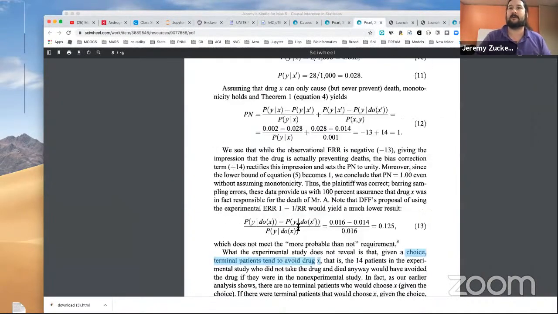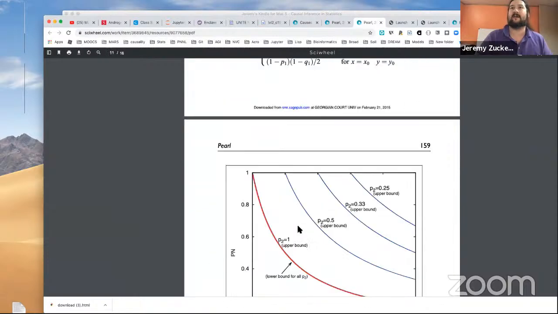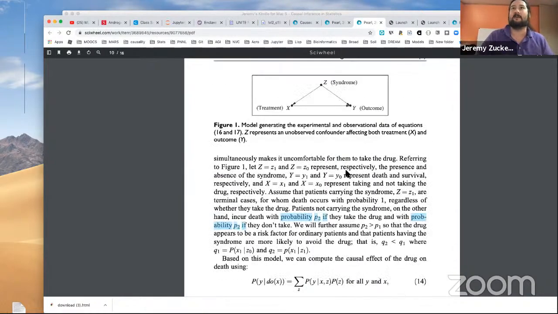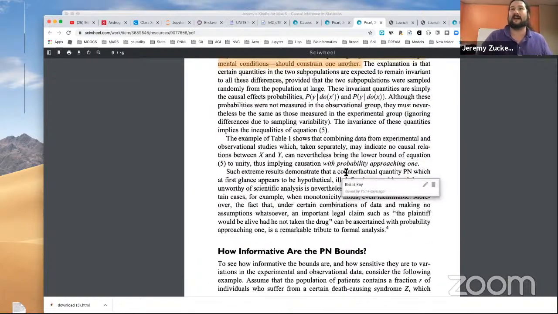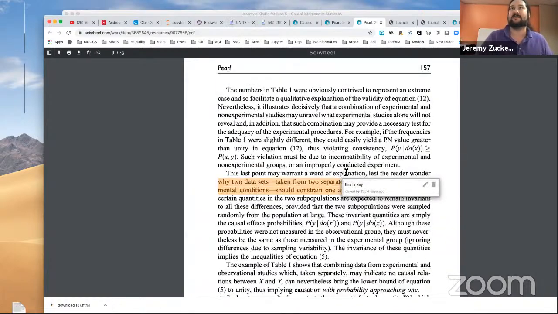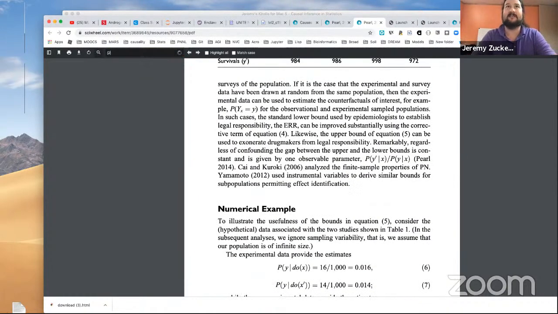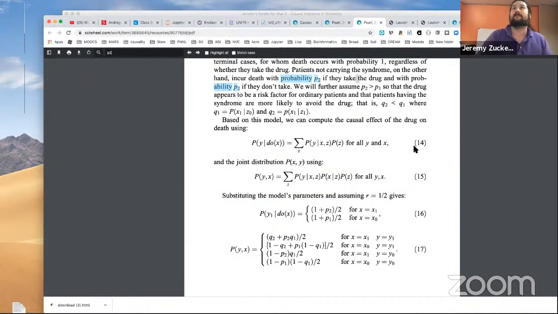Talking about figure 2 in the paper? Yeah, okay, what's going on here? Okay, so let's talk about P2. First of all, P2 was incorrectly defined in the paper, or it was defined twice, but only one of them actually makes sense. So let's go back to P2 first. P2 says, here, hold on, let me find it. There we go. Patients not carrying the syndrome, on the other hand, so this is Z equals 0, incur death with probability P2 if they take the drug, and with probability P2 if they don't take it. So obviously that's a mistake.